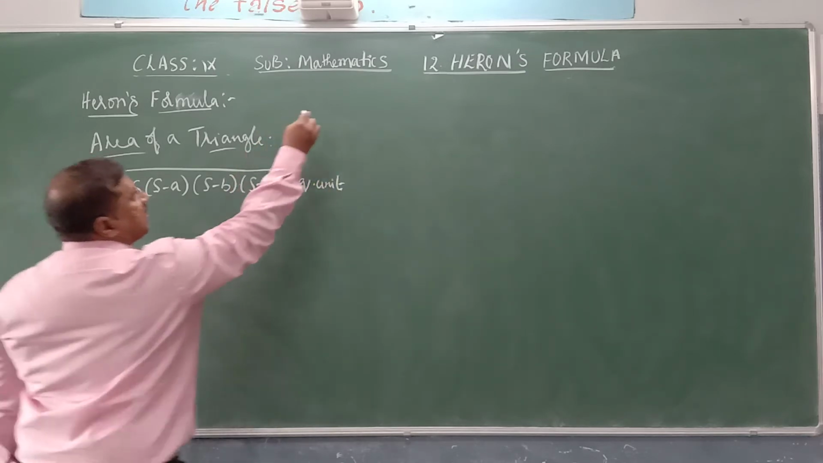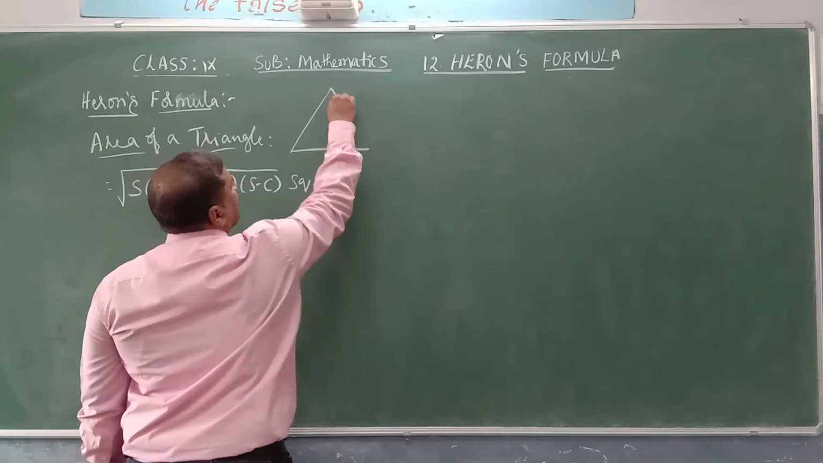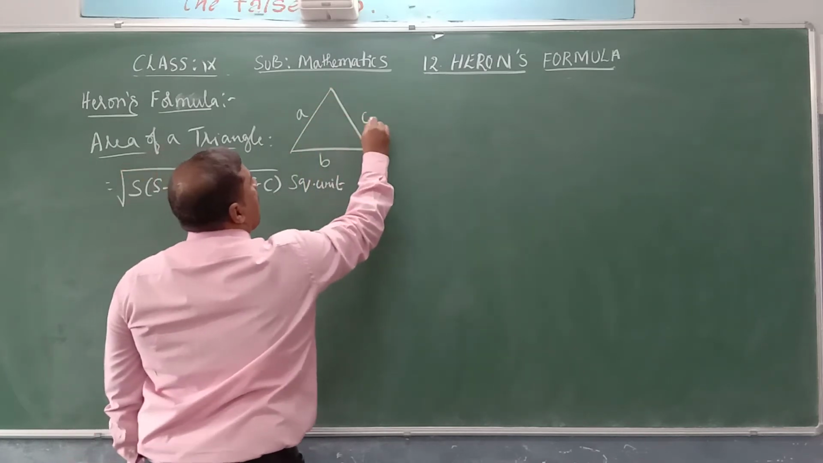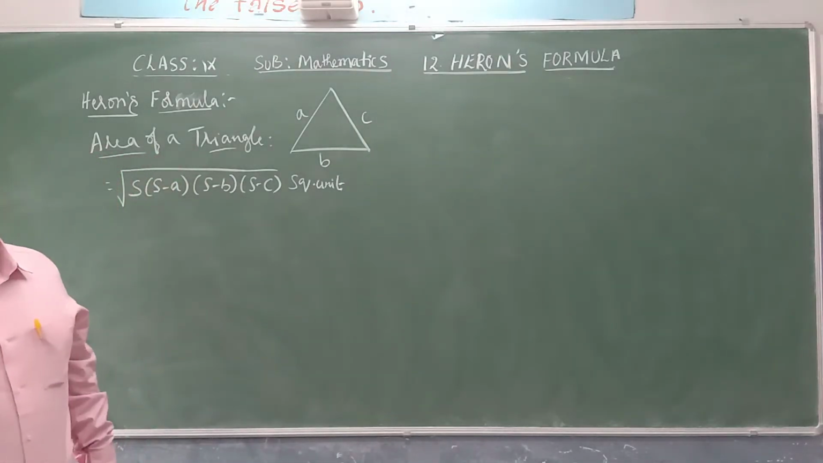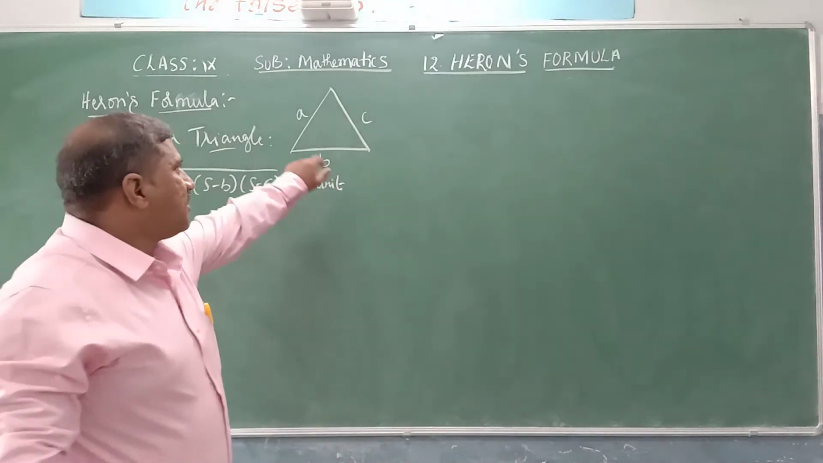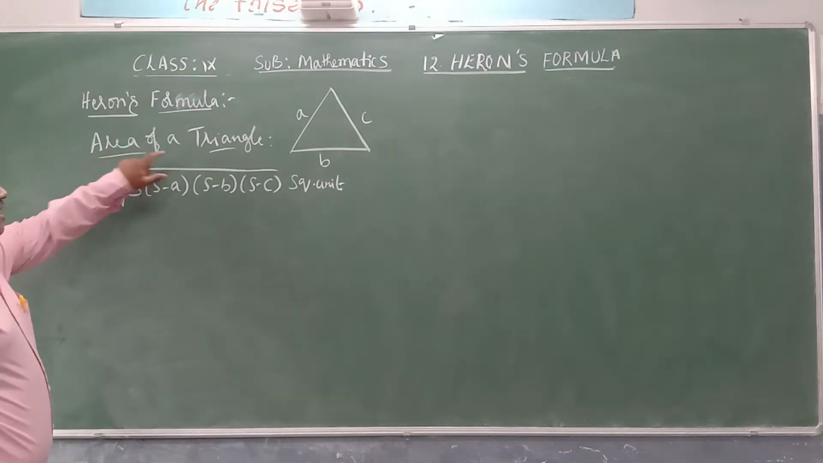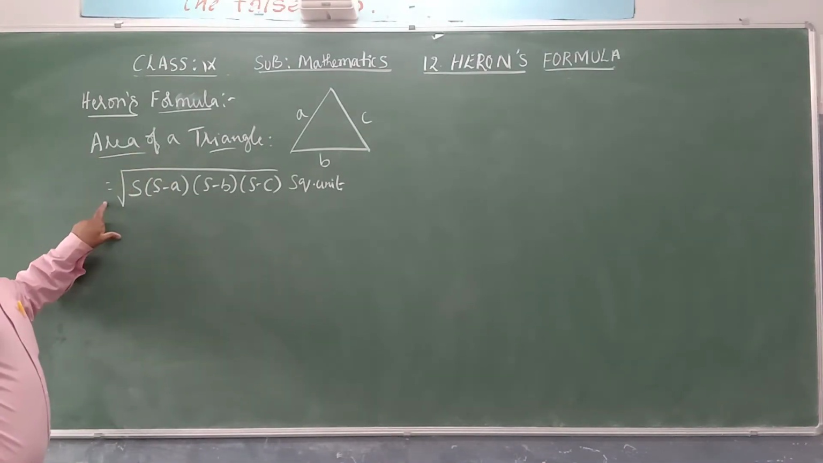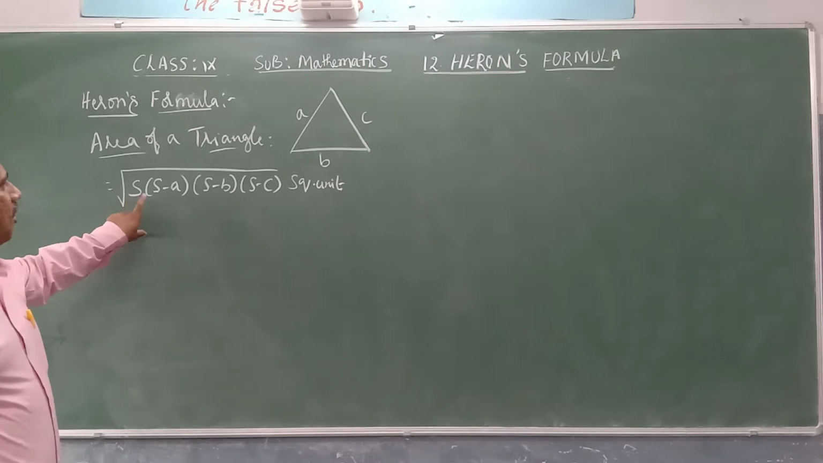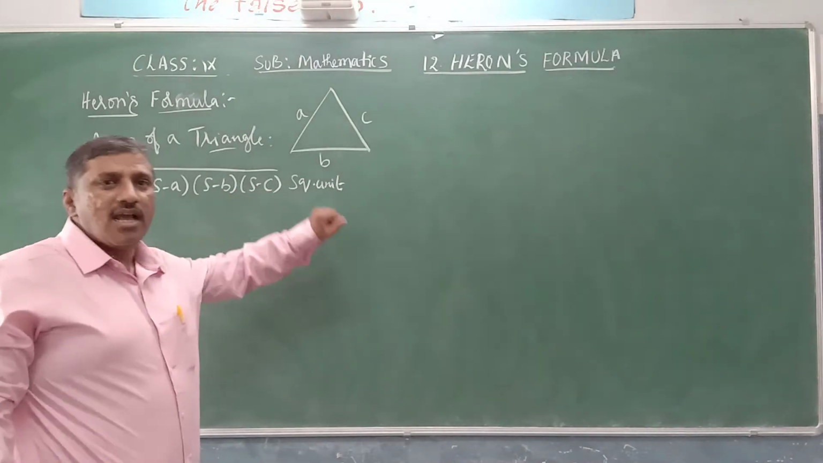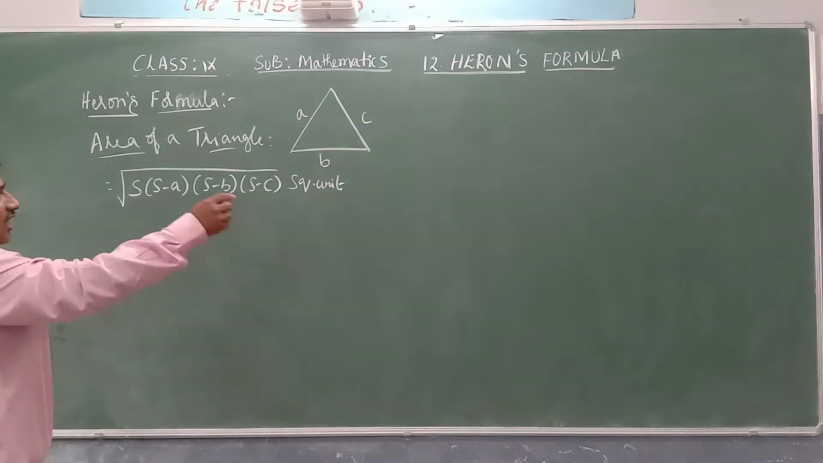Consider this triangle, and the three sides are represented as a units, b units and c units. a, b, c are the lengths of the three sides. So the area of a triangle is equal to square root of s into s minus a into s minus b into s minus c square units.